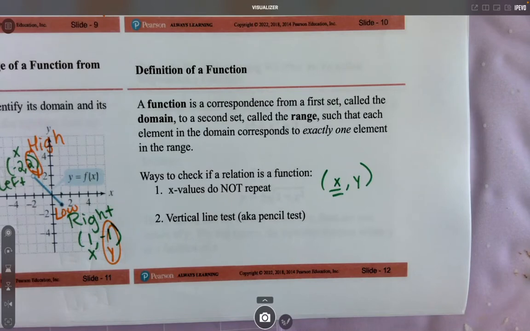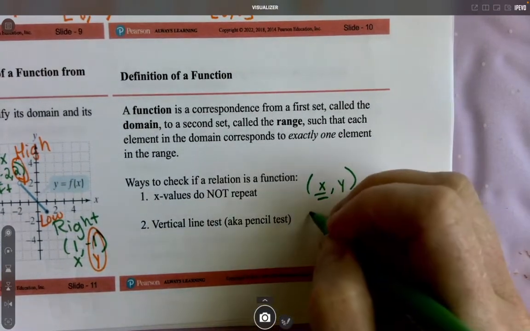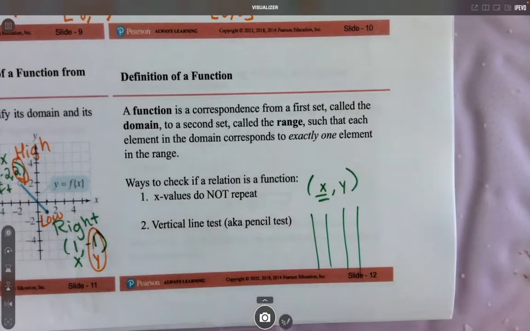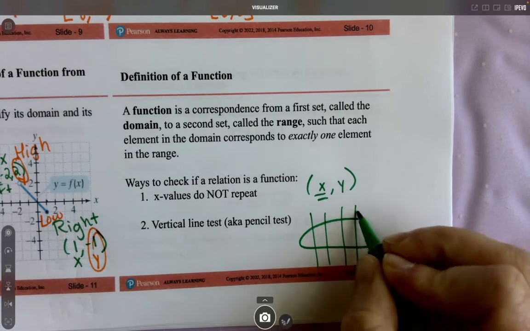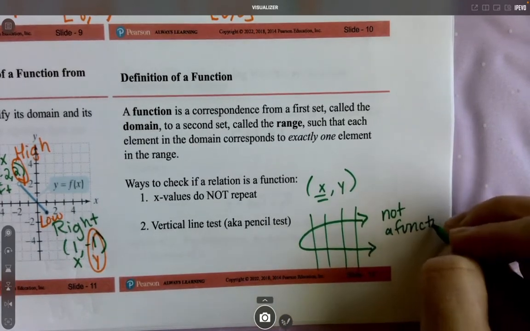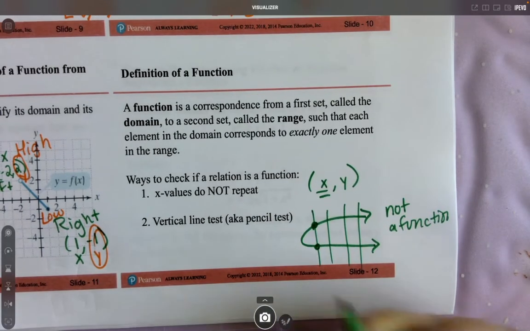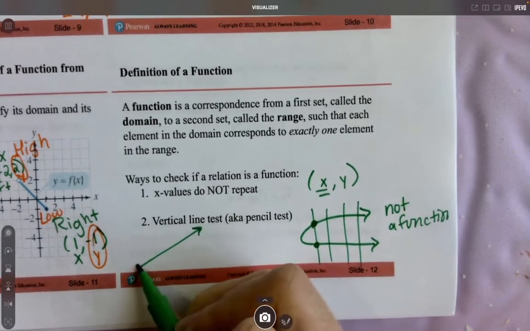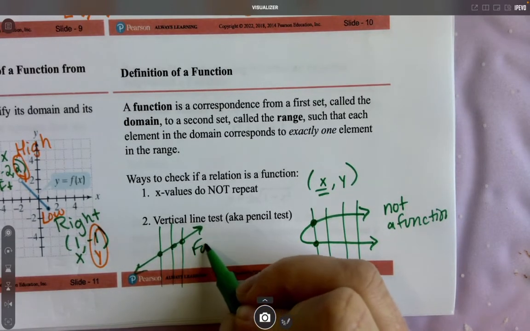And then we have the vertical line test, or you might have heard it as a pencil test. We're going to see that in one of the next slides. It's checking to see, does the function go through the vertical lines more than once? So like this is not a function, and the reason is because look at this vertical line. See how it goes through twice? If I do vertical lines down this one, it only goes through once. This is a function.